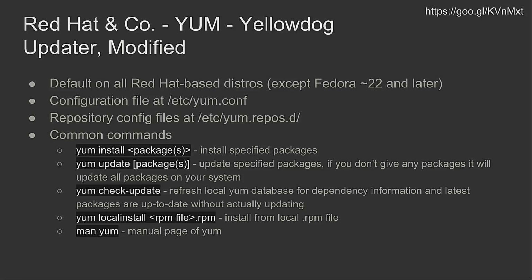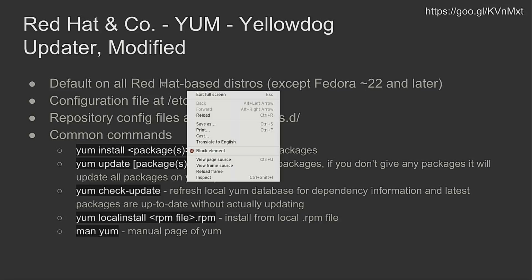yum check-update, it's kind of like a dry run. So let's say you want to update all your database files for the different pieces of software in your system, but you don't want to actually update everything. That's the command to do it. yum localinstall and your .rpm file, that's like a deb file, but for Red Hat. And man yum, of course, check the manual pages for yum. Has way more options than what I'm showing you. These are just common ones that you'll want to know.